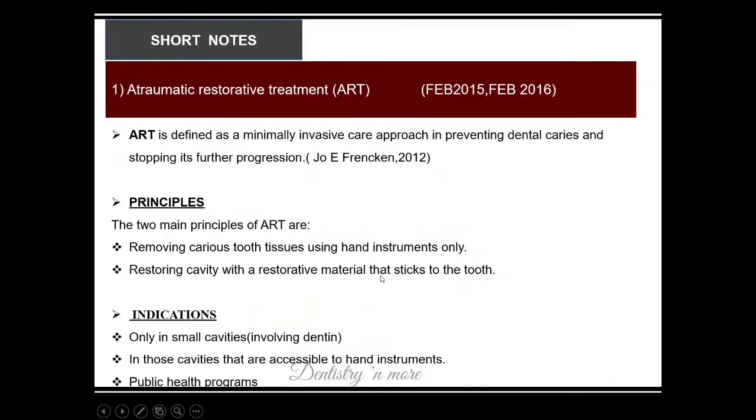Second is using a material which sticks to the tooth, that is chemical bonding. So we commonly use GIC because we don't have a curing light, and we cannot use amalgam because it needs extensive cavity cutting. So we can use it without electricity and without much equipment. It has to be naturally, chemically bonding to the tooth structure. So GIC is the most apt one. So these are the two principles.